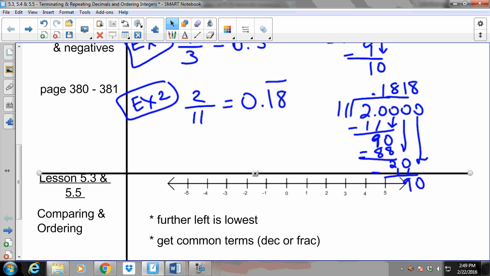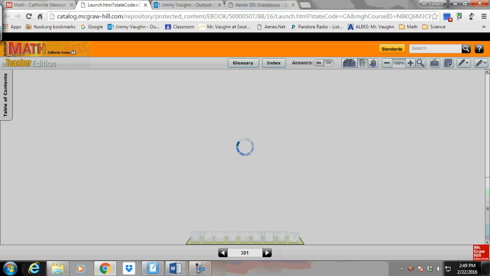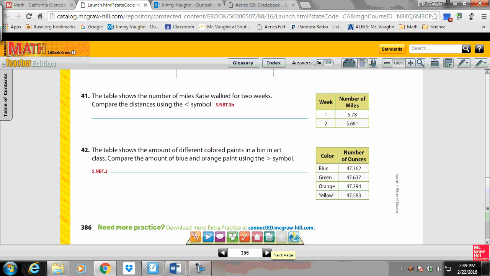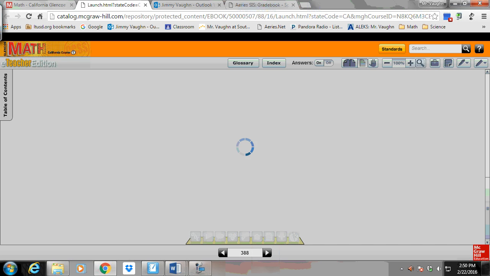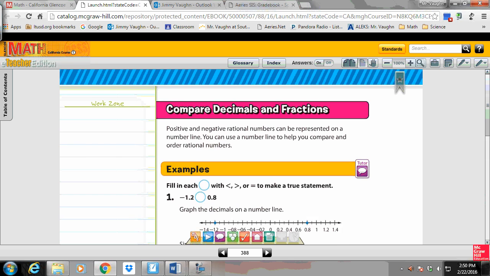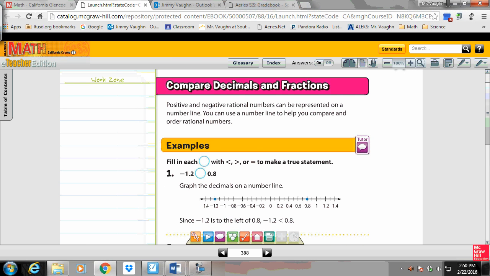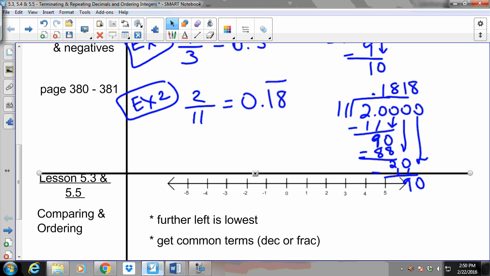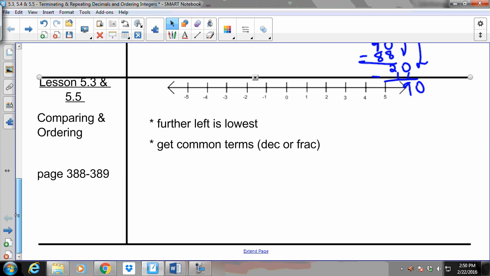So turn in your book to page 388. Let me get there too. Sorry, flip ahead. All right. So, comparing and ordering fractions. I'm going to mainly talk from here on this part.